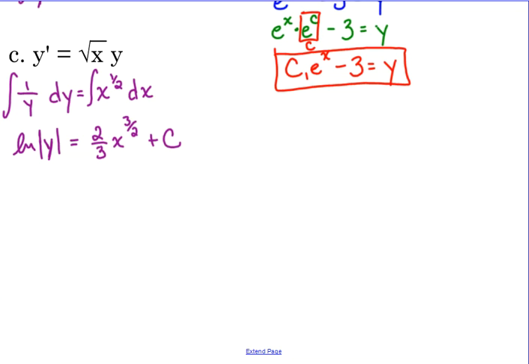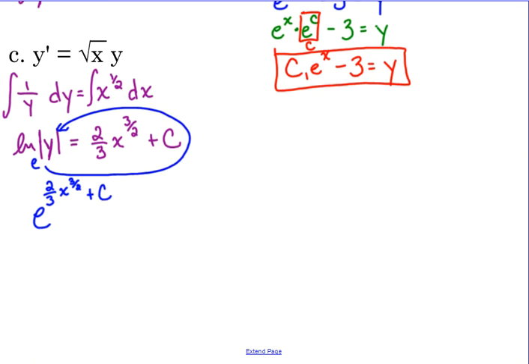Okay, same thing as the last problem. When we have that natural log, we want to put it in exponential form. So we have e to the 2/3 x to the 3/2, we've got a lot in that exponent, plus c is equal to y. Again, at this point, you can drop the absolute value bars because e to a number is always positive.